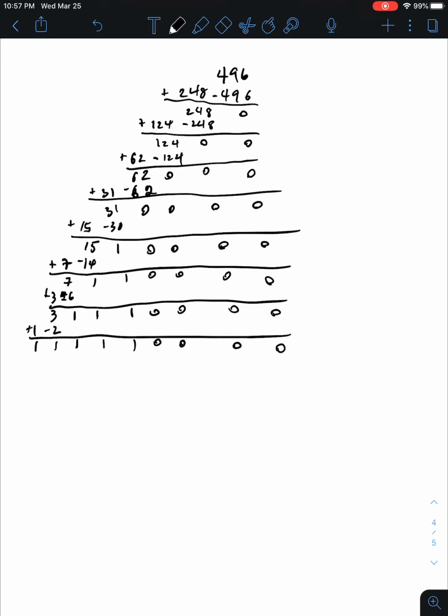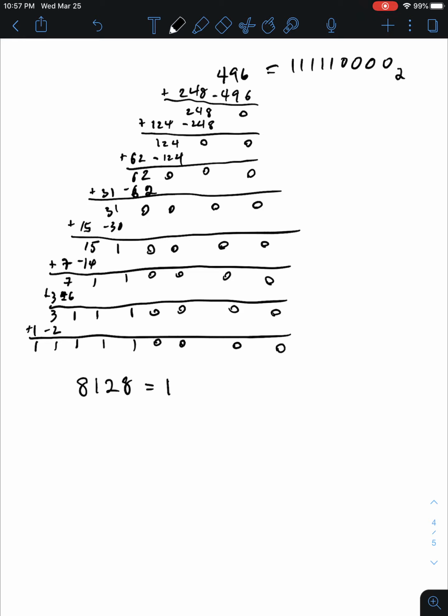Okay, so that is 496, and in base 2 it is 111110000. Now 8128 is going to be a bit of work, but I'll leave that up to you. You should be able to do it. It'll only take you 1 sheet of paper for sure.